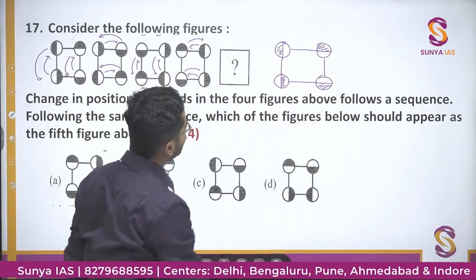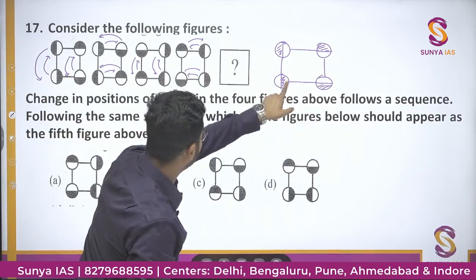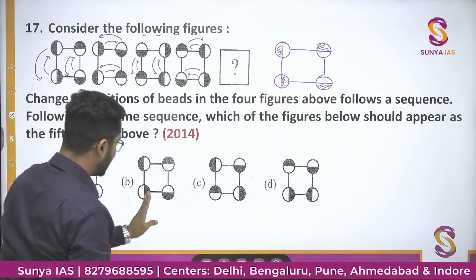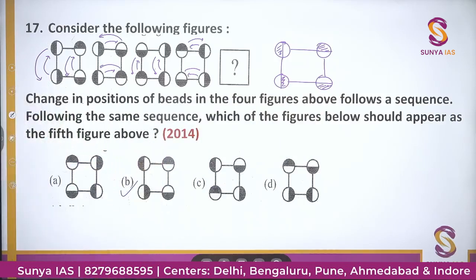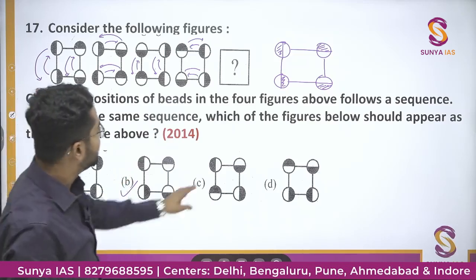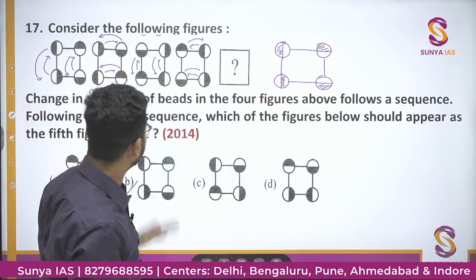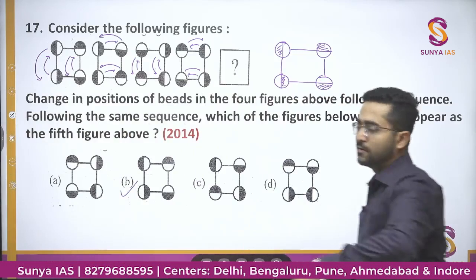So is there any option like this, where here it is left, here it is right? No, left, right, left, wrong, left, right. So this is the option, correct? B. Option B is the correct option. Here left, right, and here it is top and bottom, top and bottom. This is the pattern getting followed.